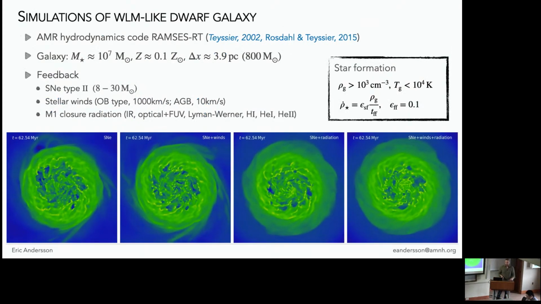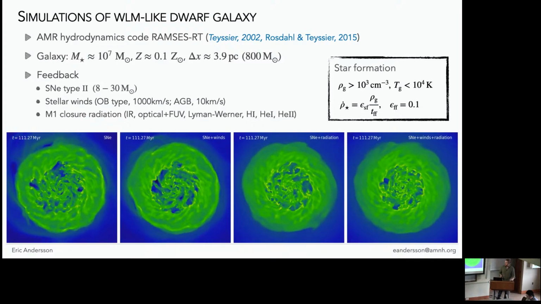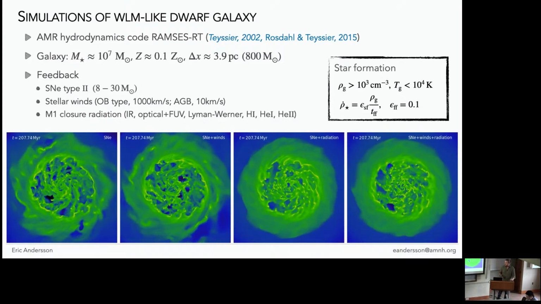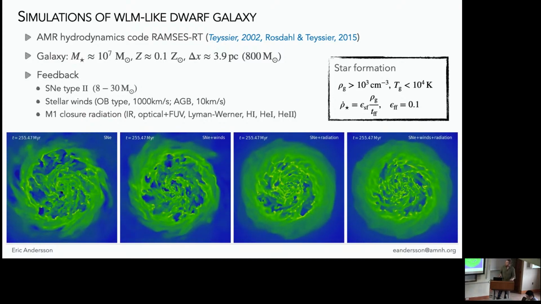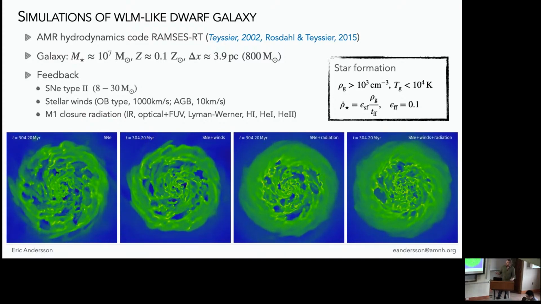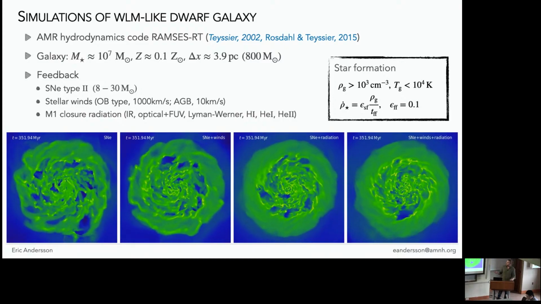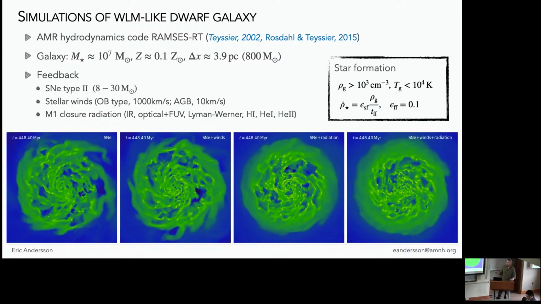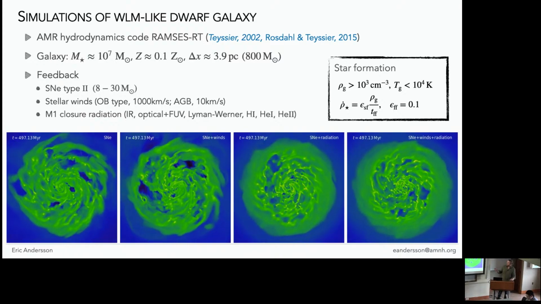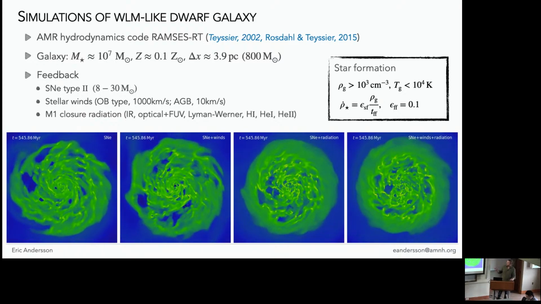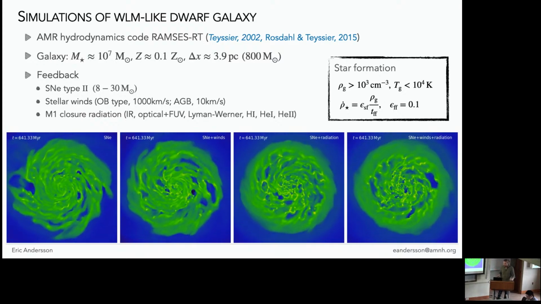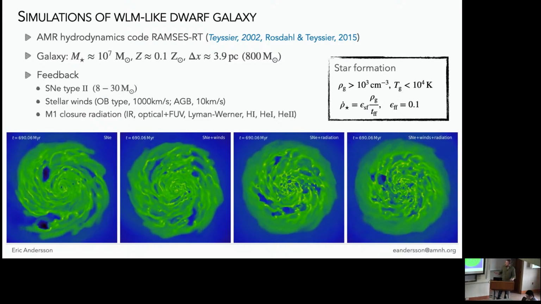So what I did was to run a numerical experiment where I simulated a bunch of dwarf galaxies. I actually simulated the same dwarf galaxy over and over again. This is set up to be very similar to the VLM galaxy. It has a stellar mass of 10^7 solar masses when I start the simulation, fairly low metallicity. And in this simulation, I had a resolution of roughly 4 parsec, if you're interested in the details.